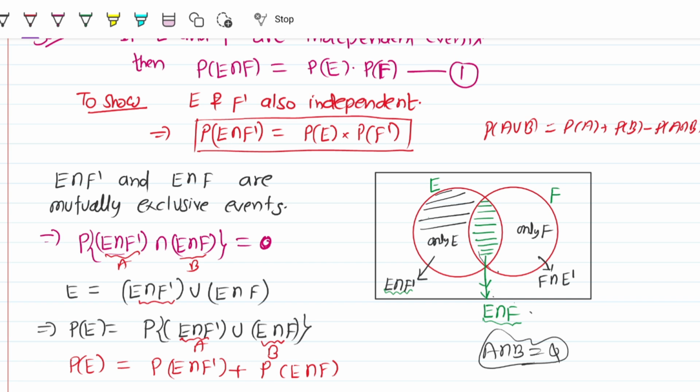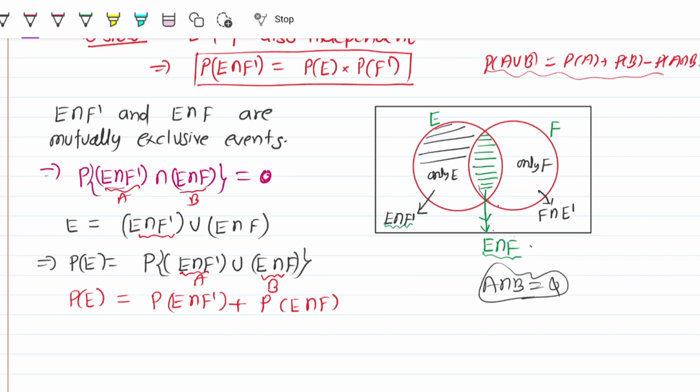I hope this is clear. We are using this formula: whenever your events are mutually exclusive, the probability of the union is the sum of the probabilities of the events. So from here, what is the probability of E intersection F dash? I will shift this to the other side, so we can write PE minus P of E intersection F.